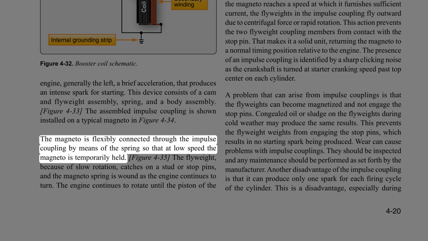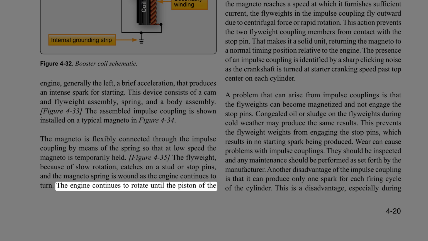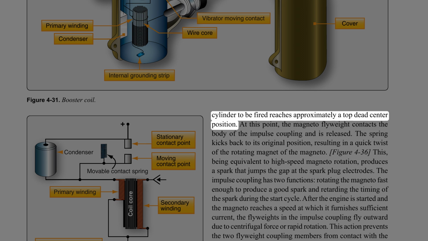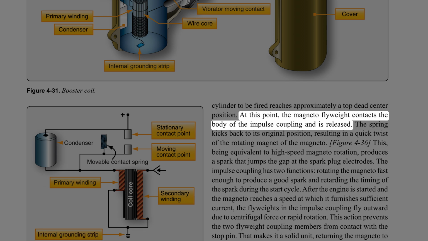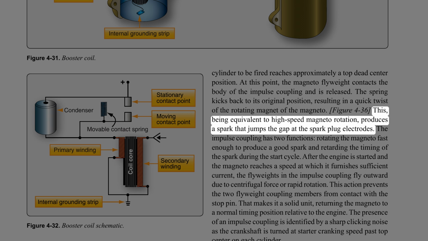The magneto is flexibly connected through the impulse coupling by means of the spring so that at low speed the magneto is temporarily held. The flyweight, because of slow rotation, catches on a stud or stop pins, and the magneto spring is wound as the engine continues to turn. The engine continues to rotate until the piston of the cylinder to be fired reaches approximately a top dead center position. At this point, the magneto flyweight contacts the body of the impulse coupling and is released. The spring kicks back to its original position, resulting in a quick twist of the rotating magnet of the magneto. This, being equivalent to high-speed magneto rotation, produces a spark that jumps the gap at the spark plug electrodes.